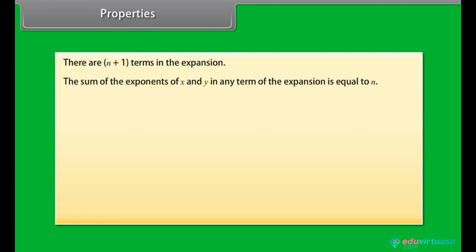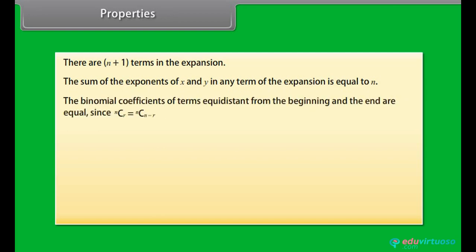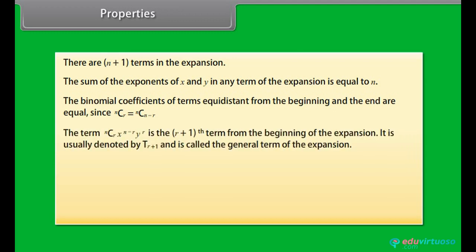The sum of the exponents of x and y in any term of the expansion is equal to n. The binomial coefficients of terms equidistant from the beginning and the end are equal, since nCr = nC(n−r). The term nCr xⁿ⁻ʳ yʳ is the (r+1)th term from the beginning of the expansion. It is usually denoted by T(r+1) and is called the general term of the expansion.